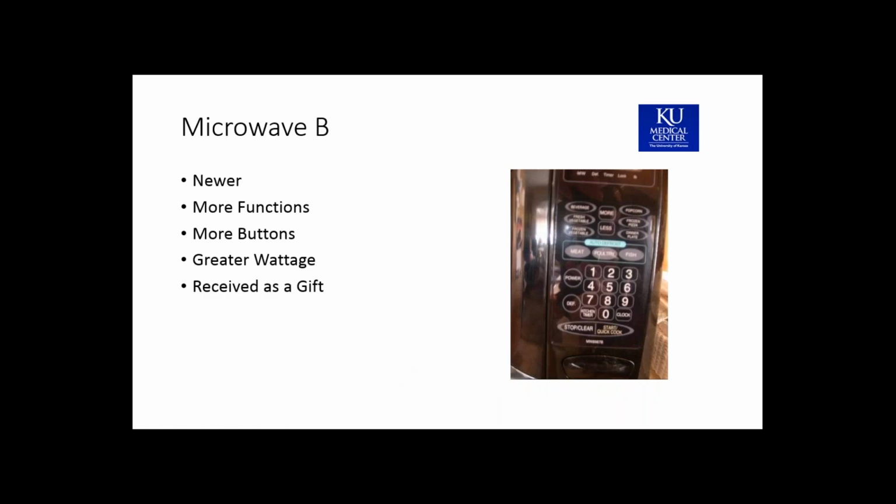And here's B. I've got pretty good contrast to be able to see the numbers again. It's got a lot of buttons. It's got a greater wattage, and it was received as a gift. And I think this happens. Families sometimes are like, what can I get them that would be helpful? I know they use a microwave a lot, so maybe this is a good gift. They knew that the microwave was older, and they just picked up a new one.